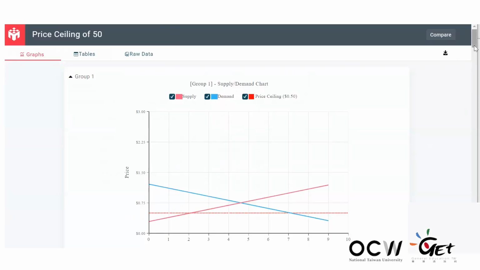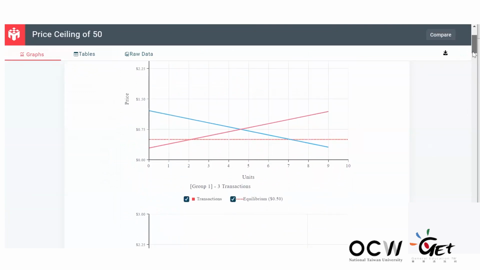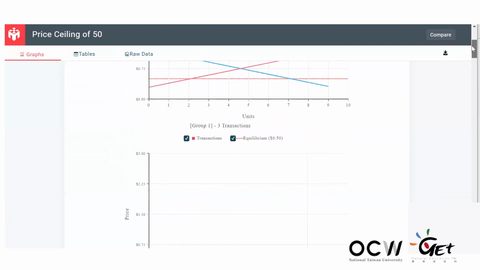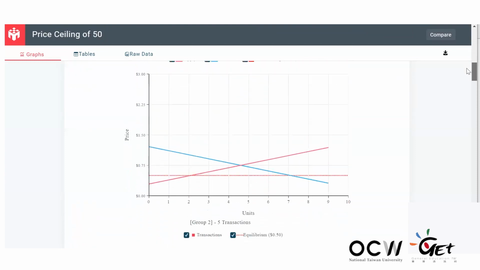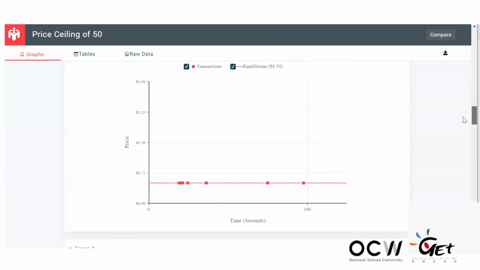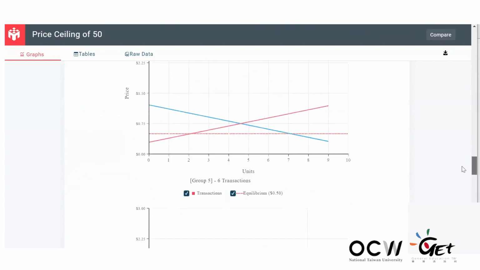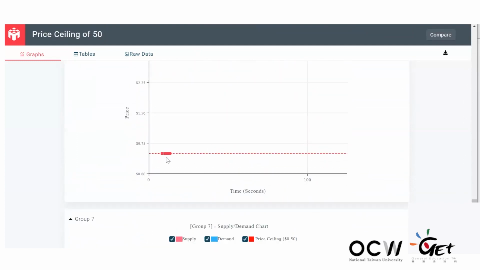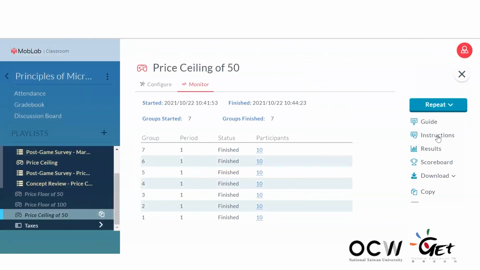So the key thing here is that compared to the original supply-demand schedule, now the price ceiling of $50 is binding. So you're not allowed to trade above that. So the original equilibrium price is not possible anymore. And so you have very few transactions, but all very close to the price ceiling. Same here, although quite a few transactions here. And then a lot of transactions over here at the very beginning, and that's it. So here you see the market is stuck because of the price control.